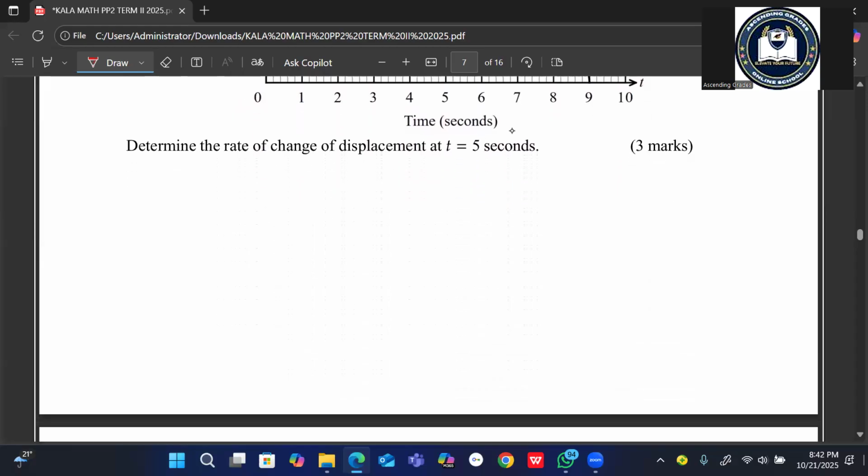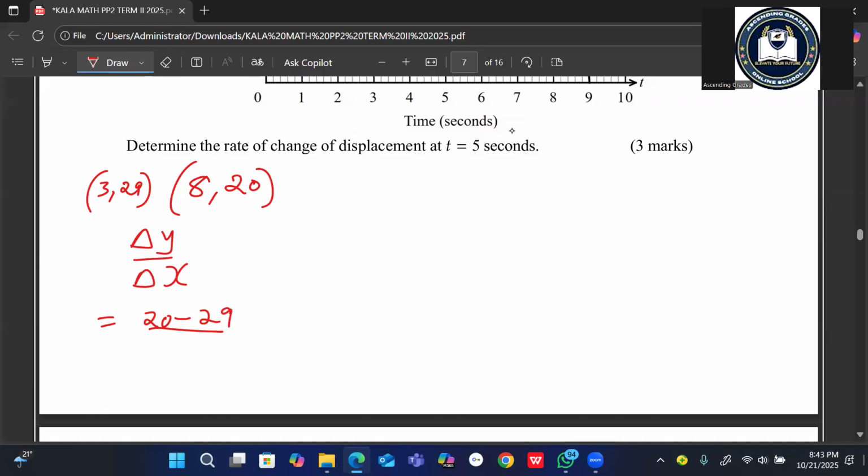So we decide to take 3, 29, and 8, 20. So it is just change in y out of change in x. So it will be equal to 20 minus 29 out of 8 minus 3, which gives us negative 9 out of 5. So it is the same as negative 1.8.